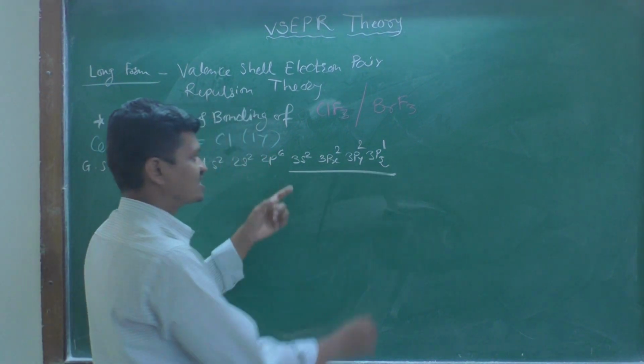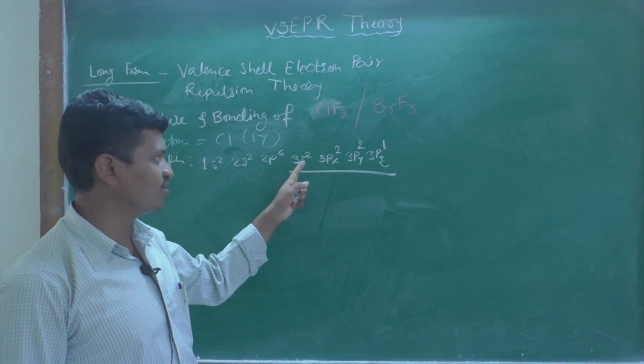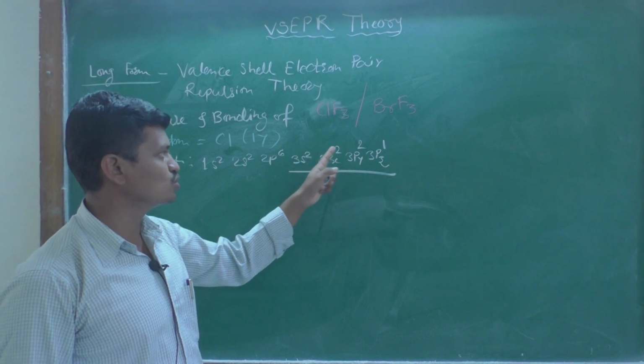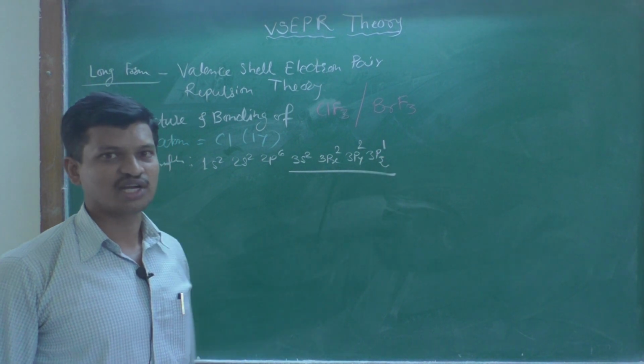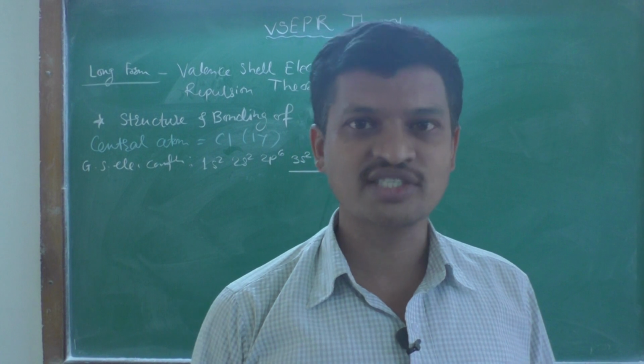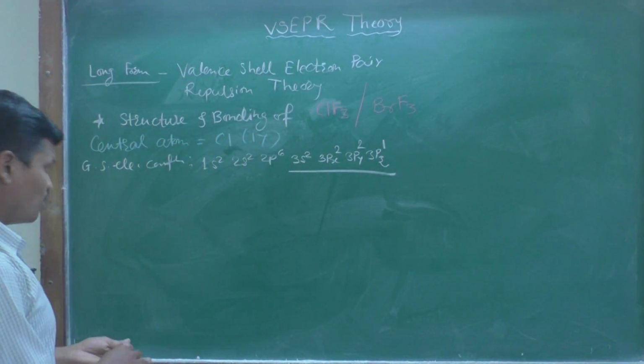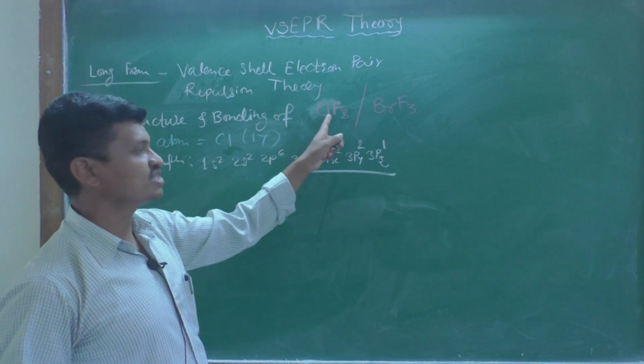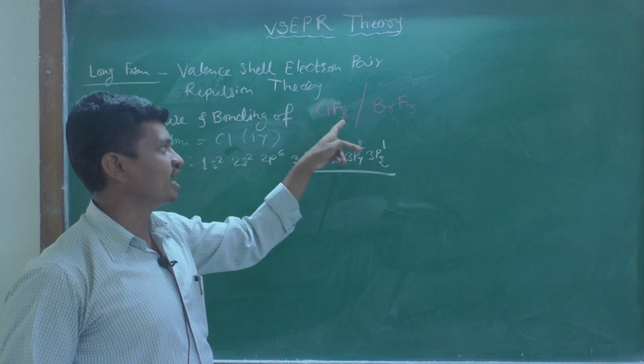the valence shell, that is the last shell, the third shell is the last shell. And it is having 2, 2, 2, 6 plus 1, 7 electrons. In all, the central chlorine atom is having 7 electrons in its valence shell or the outermost shell. Now this chlorine atom is surrounded by the 3 fluorine atoms.